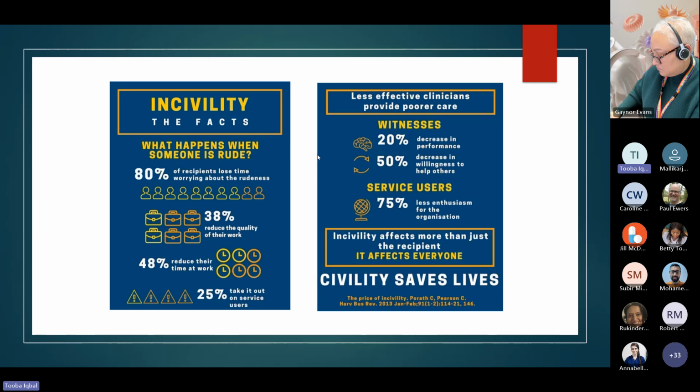Now, let's look at what happens to the bystanders. So there's a 20% decrease in the performance of the bystander, and there's a 50% decrease in the willingness to help others. What happens to service users, the patients in our setting? That leads to 75% less enthusiasm for the organization. So that can reflect the patient feedback for different trusts within the NHS. So basically, incivility affects everyone from just one incident. The recipient, the bystander, and the service user, they're all affected by it.